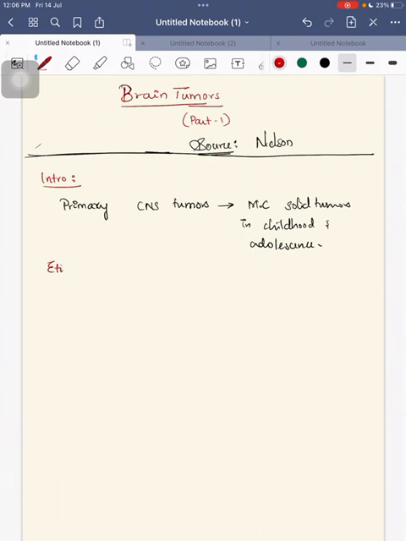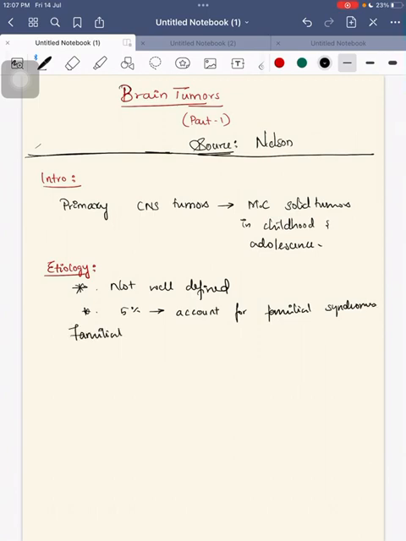Moving on with its etiology. Etiology of these brain tumors is not well defined. But 5% of the cases account for familial syndromes. So let's see the familial syndromes that are associated with brain tumors.